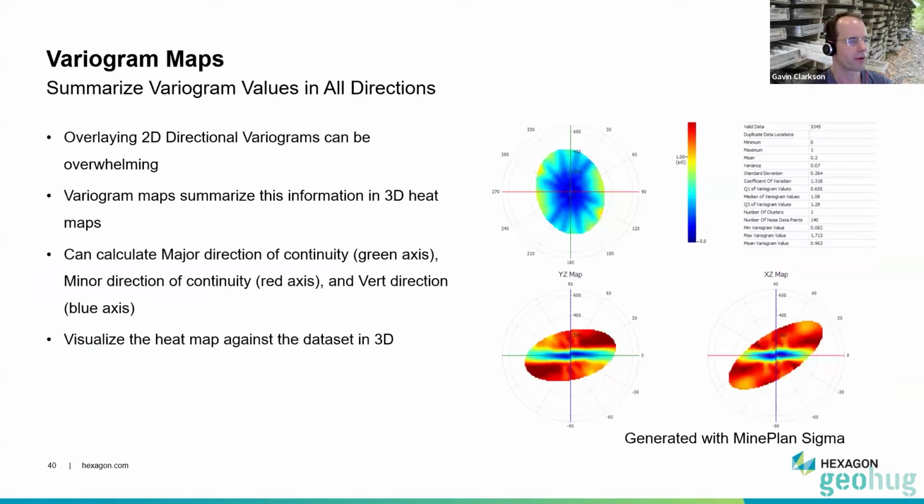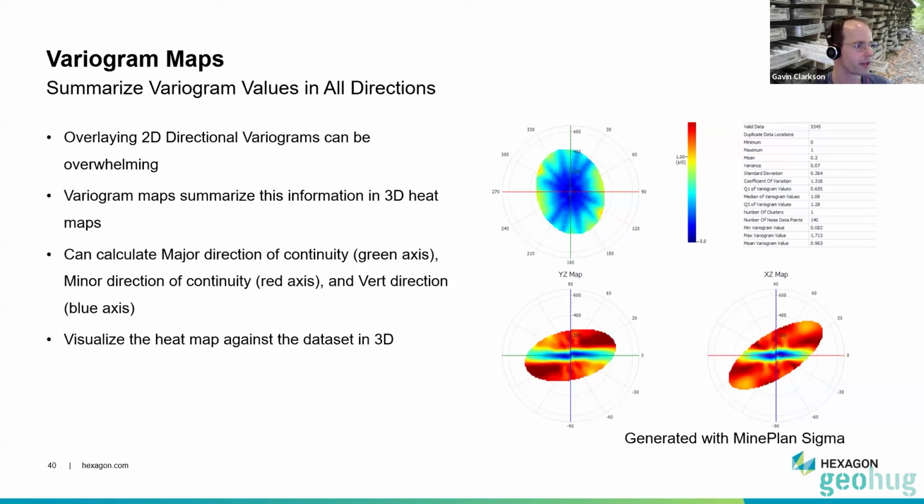But there's something called variogram maps that kind of help you with that. This is a heat map of variance. So what it's doing in the background is just creating a whole bunch of directional variograms and then just sort of interpolating between them and giving you a heat map of variance. But it makes them much more visually instructive for us humans to see, rather than look at a bunch of 2D ones and try to discern by filtering between them and figuring out where the lowest are. So the variogram maps summarize this information in 3D heat maps.